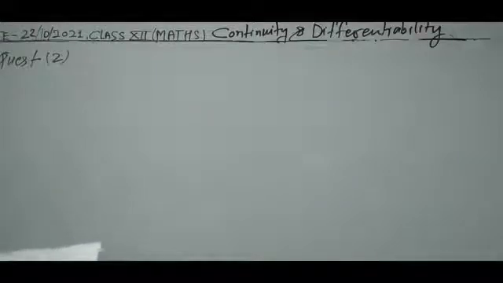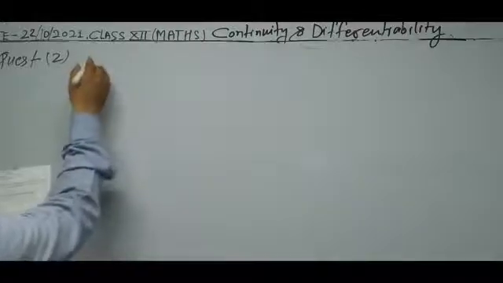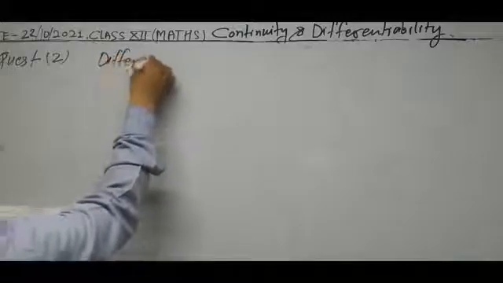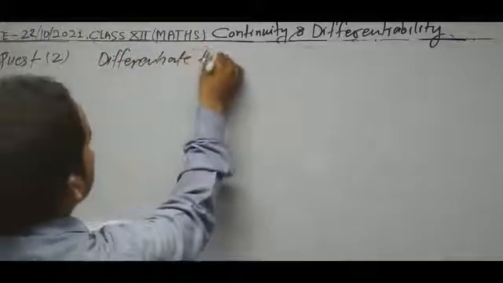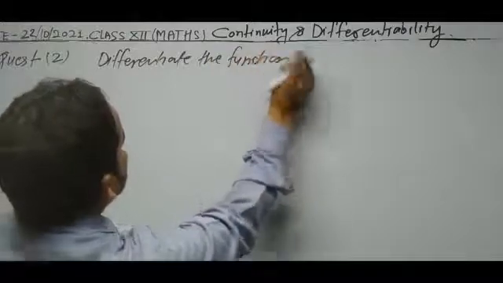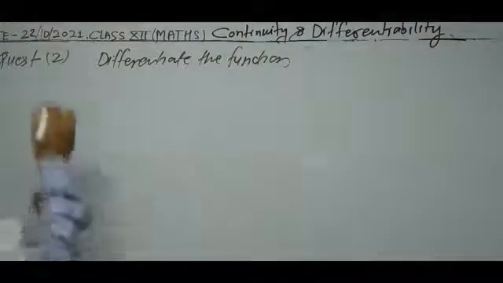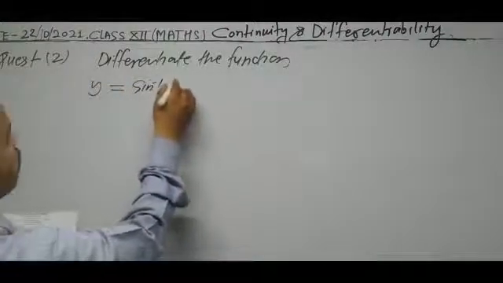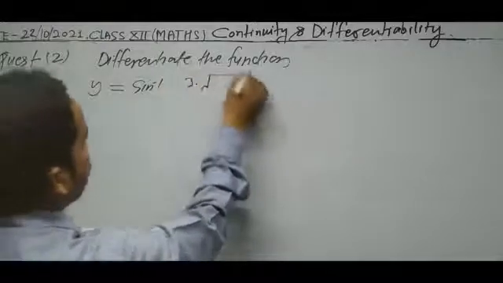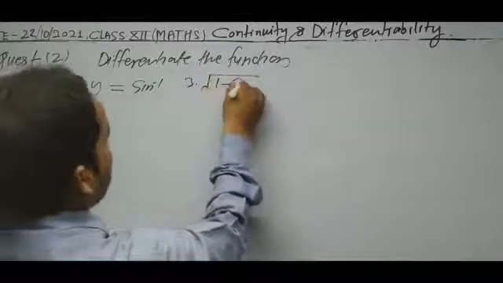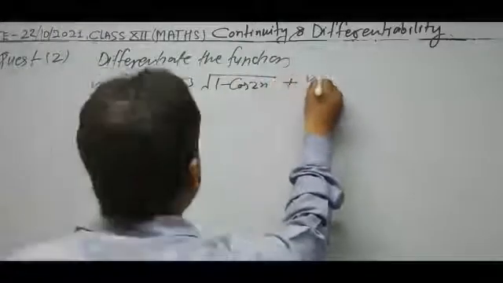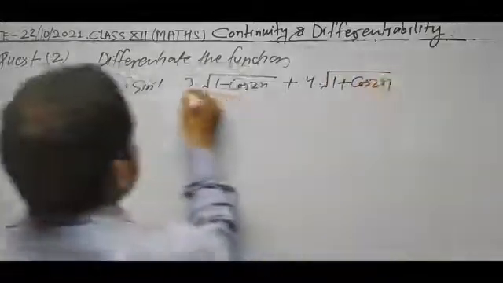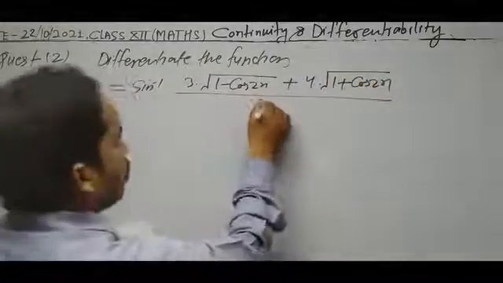Now question number 2 is: differentiate the function y = sin inverse of (3 times root over (1 - cos 2x) + 4 times root over (1 + cos 2x)) whole upon 5 root 2.